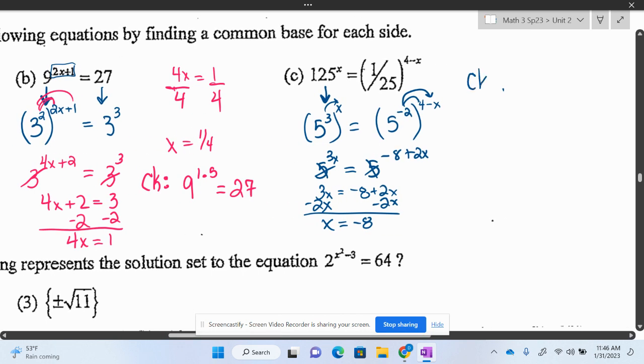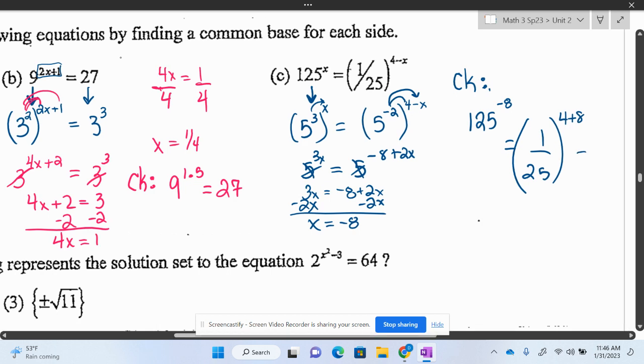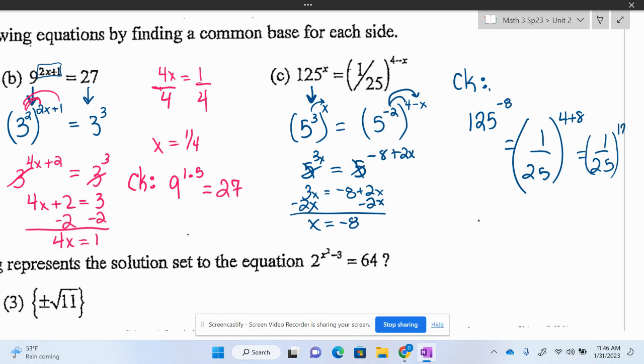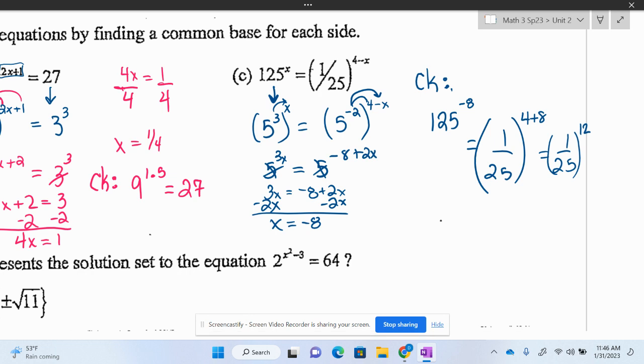X equals negative 8. I'm going to check that in my calculator. I'm going to see if 125 to the negative 8 power is the same thing as 1 over 25 raised to the 4. Let's see. Minus a negative would make that 4 plus 8, or 125 to the 12th power. Who's checking that for me? I'll do the 125 to the 12th power. Someone else needs to do the 125 to the negative 8.